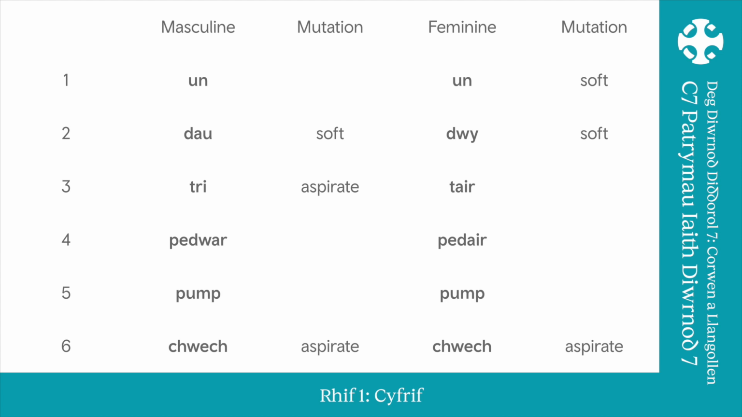Pimp is often pim before nouns. For example, pum pint. Chwech is often chwe before nouns. For example, chwe pherson.